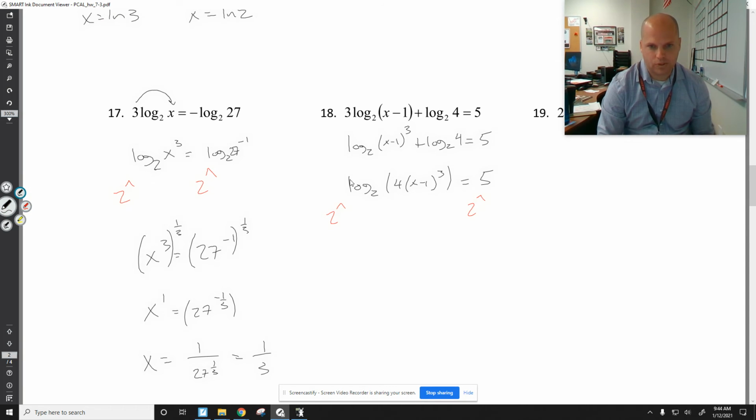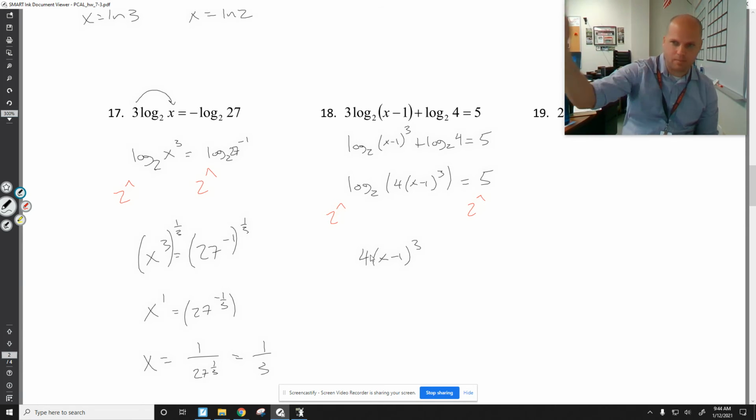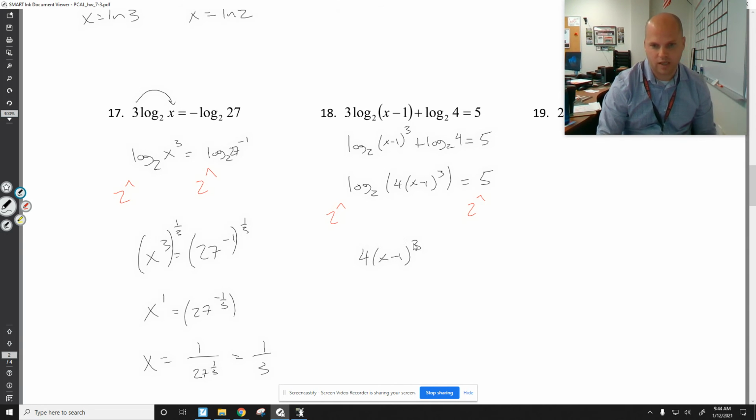Now, 2 to the log base 2, I just have whatever's left over. And again, just like with numbers to powers, you can't multiply it in. I can't distribute this 4 in because this cube is kind of taking precedence. So don't try to distribute this 4. This cube wins. 2 to the 5th, 2, 4, 8, 16, 32.